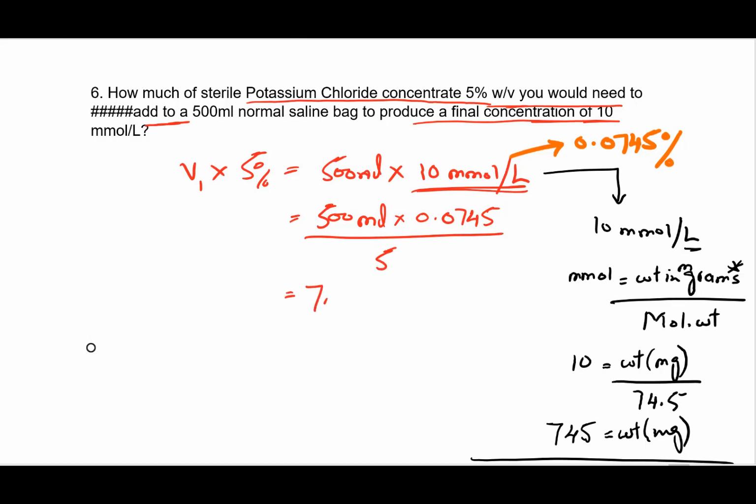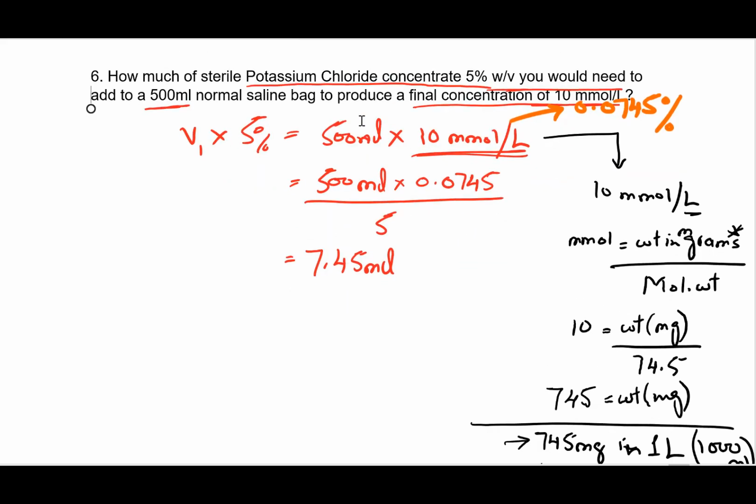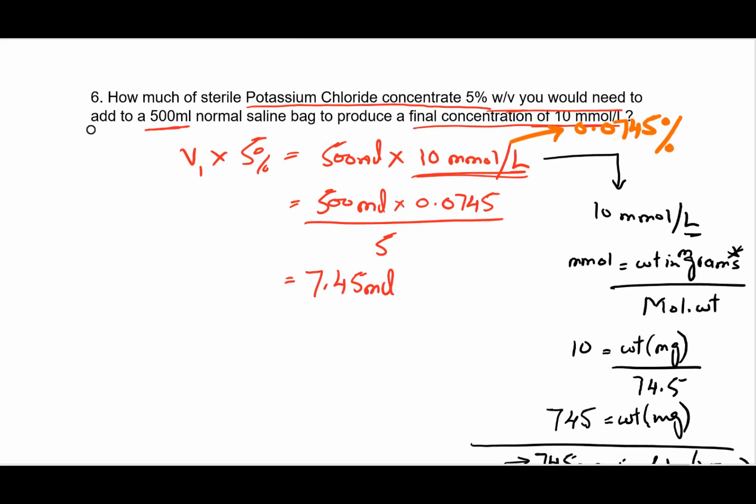7.45 mils. So that means I will take 7.45 mils of this 5% solution, and when I dilute it to 500 mils, the final concentration of that will be 0.745%. So you could see that it was a simple C1V1 C2V2 equation application, but the concentration on one side was given as 10 millimoles per liter. So I tried to convert that into percentage first and then carried on from there.